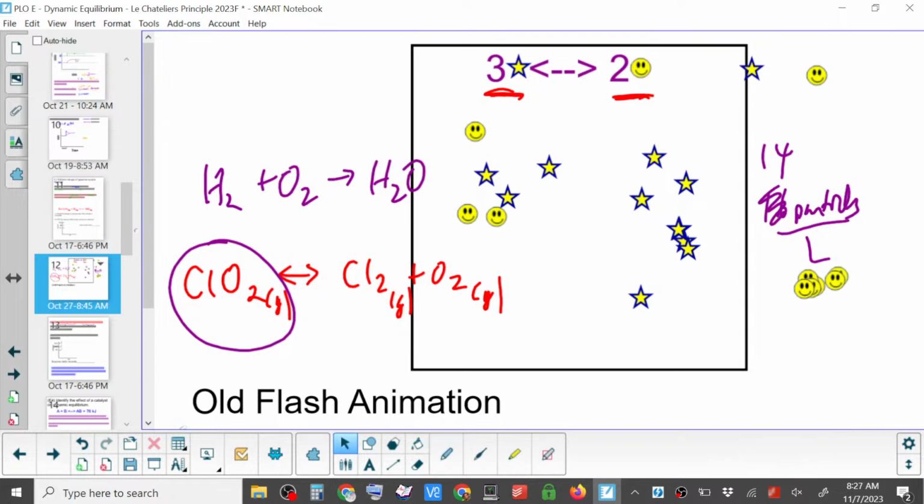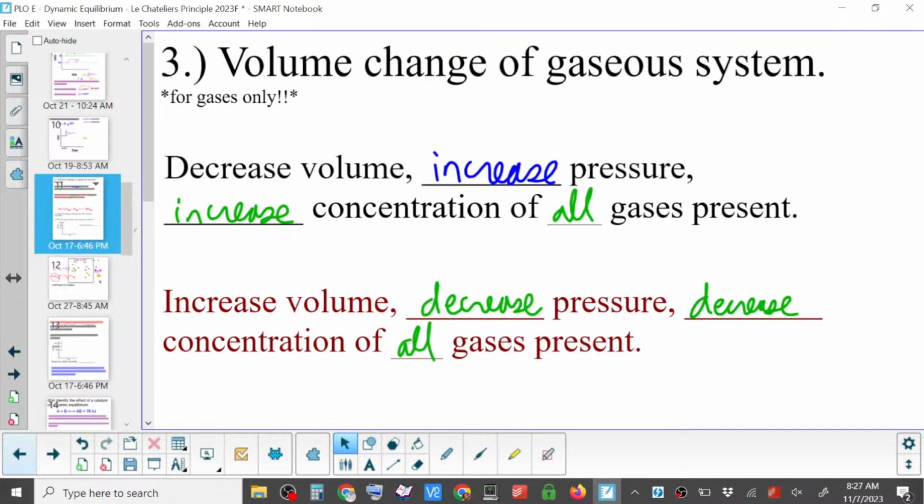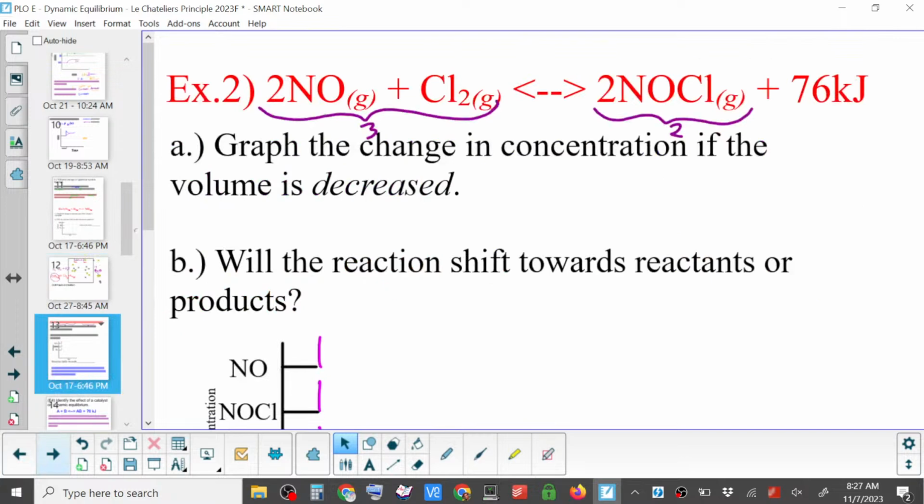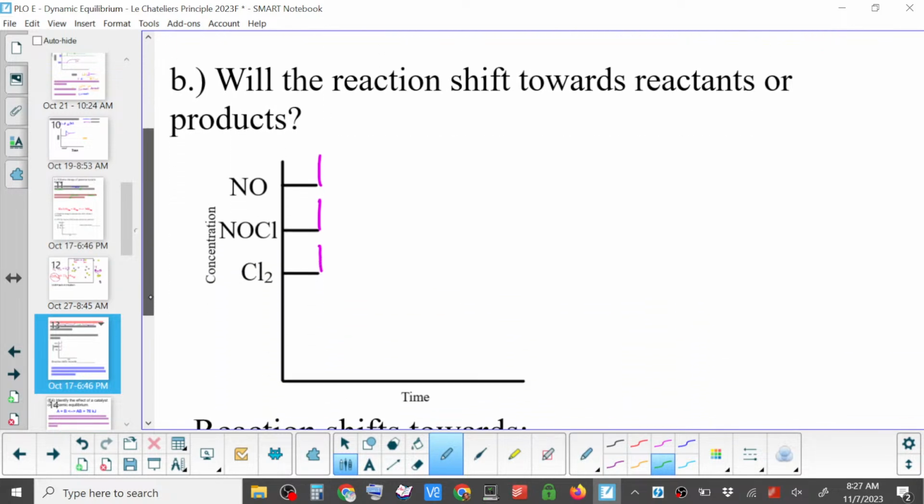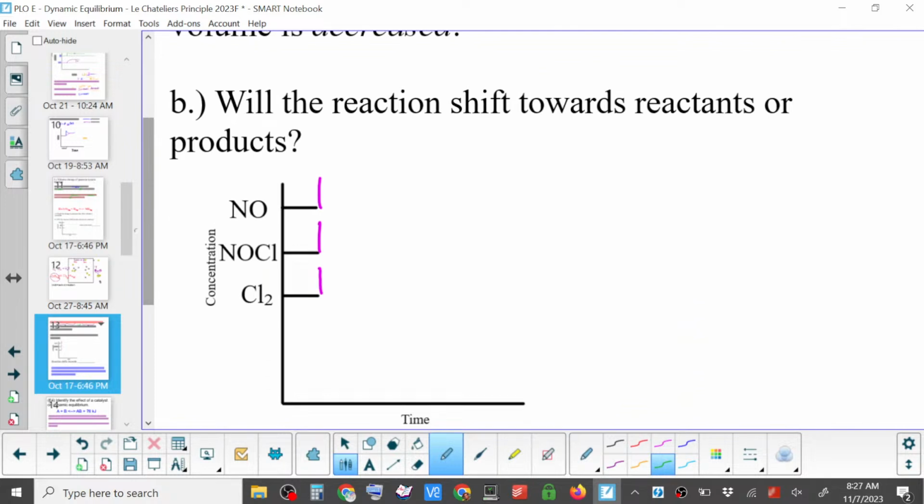If you take away 3 stars, and then they go away, you get back 2, the whole system's decreased by 1. And so it's going to shift to the products. What will that look like on here? So, if it's shifting to the right, what will NO do? What will its curve look like?